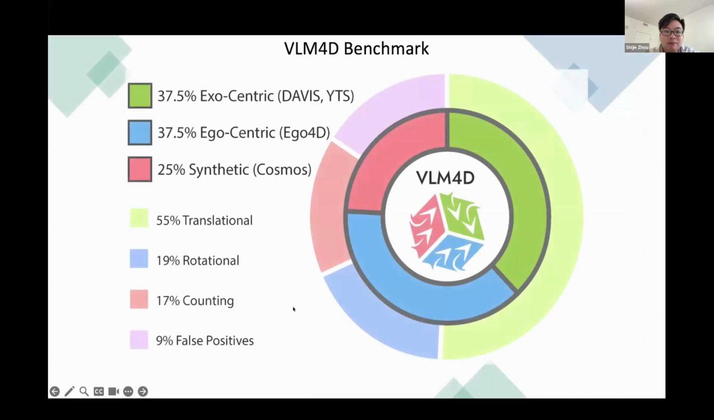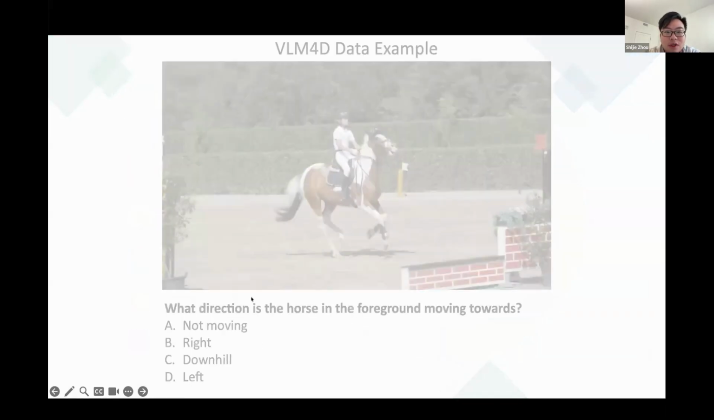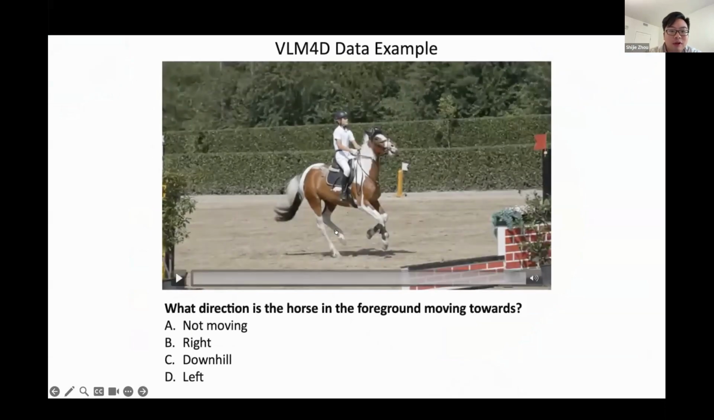Now, here are the statistics of this dataset. We have quite a balanced video resource in our dataset. Regarding the real-world data, we have around 55% translational questions, 19% rotational questions, 17% counting questions, and 9% false positive questions. Now let me show you what they are. Let's look at the first example.